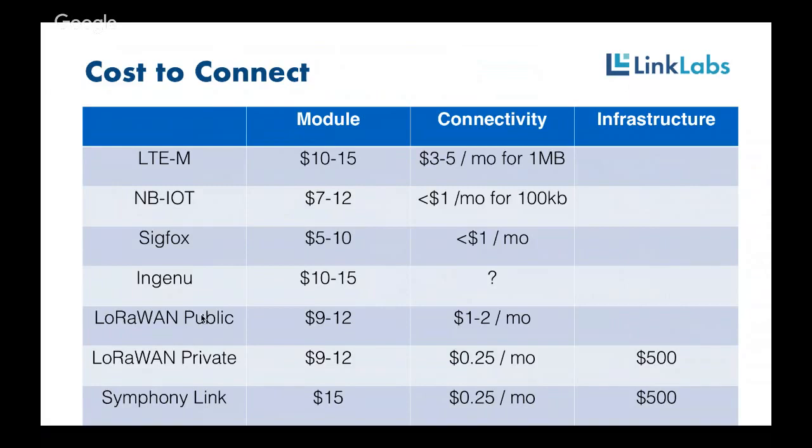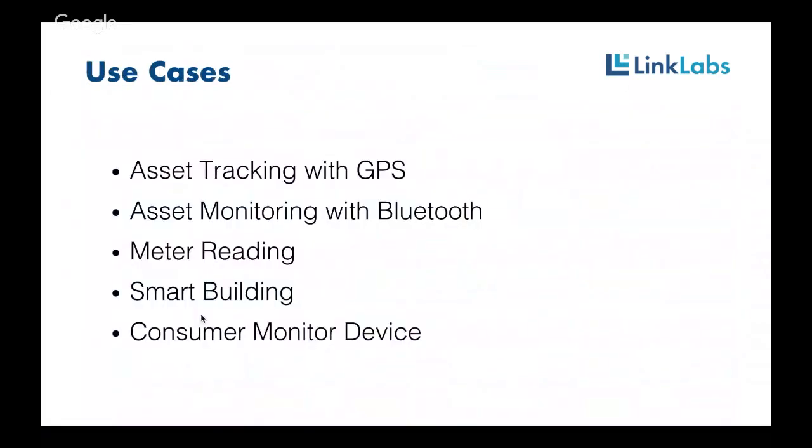Here's one. Glenn is going to post that for me. So some use cases I want to dive into for really jumping into price or cost. Asset tracking with GPS, asset monitoring using Bluetooth, this should say smart metering, smart meter reading, or meter reading, and then smart building, consumer, and a consumer monitoring device as well.